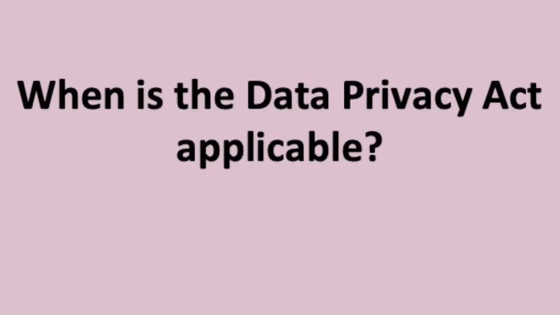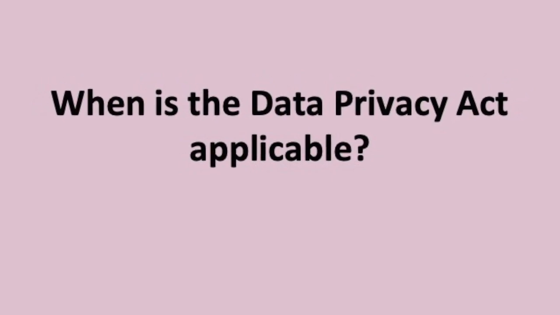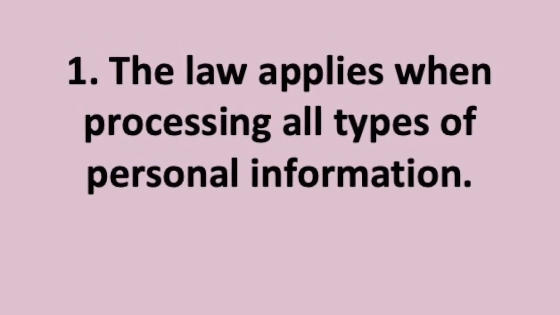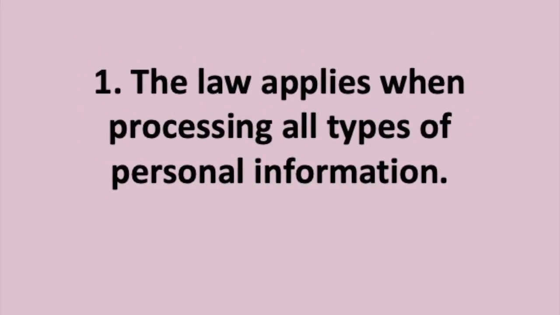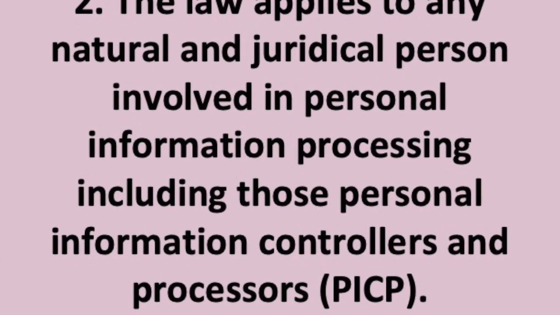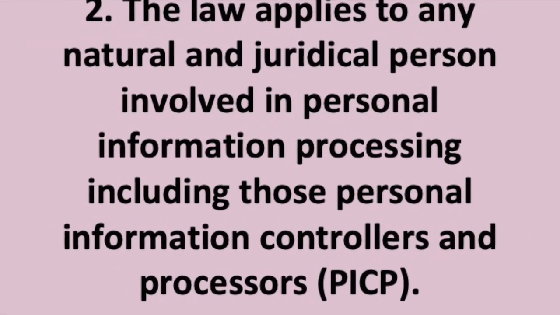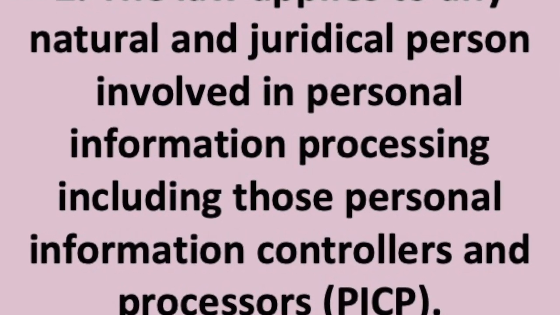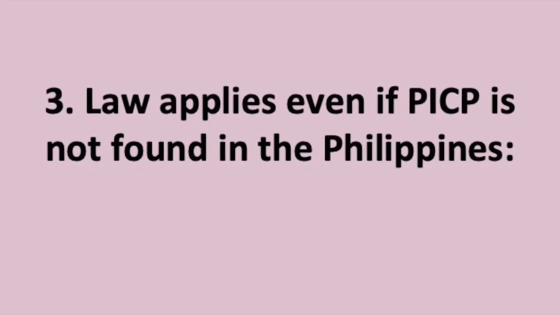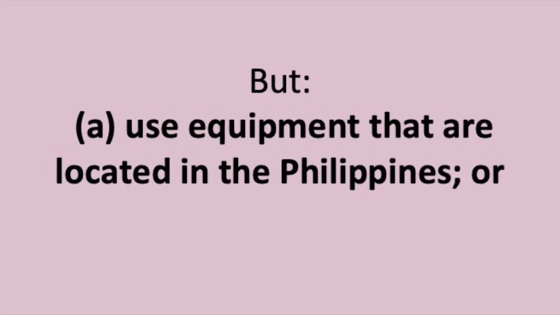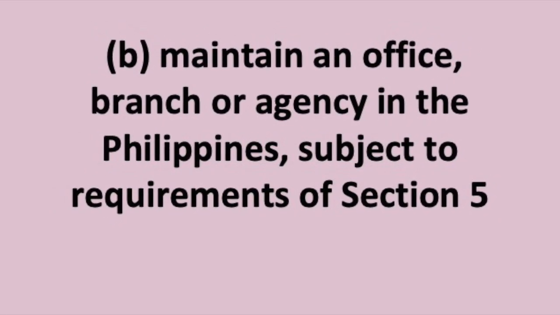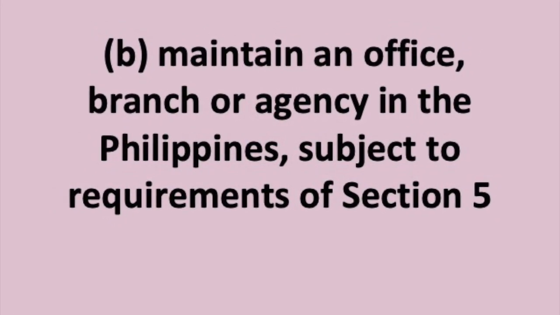Scope and Application. Question: when is the Data Privacy Act applicable? Suggested answer. 1. The law applies when processing all types of personal information. 2. The law applies to any natural and juridical person involved in personal information processing, including those personal information controllers and processors, PICP. And 3. Law applies even if PICP is not found in the Philippines but a. use equipment that are located in the Philippines, or b. maintain an office, branch or agency in the Philippines, subject to requirements of Section 5, protection afforded to journalists and their sources.